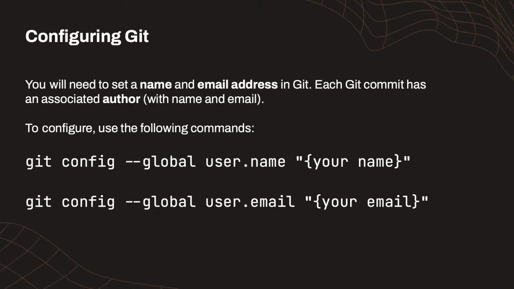So getting started. In order to set it up locally, you basically need two things: a name and an email address in Git. Each commit has to be associated with a certain author, including the name and email. In order to configure this, you can use these commands. git config --global just sets it globally, and then you can set user.name for your name and user.email for your email. Just make sure you match these with whatever you use for your actual GitHub account, to make sure it tracks all the changes properly and adds it to your commit history as well.